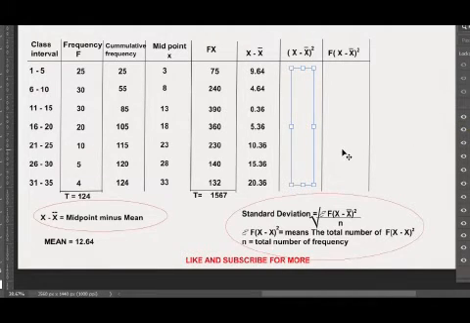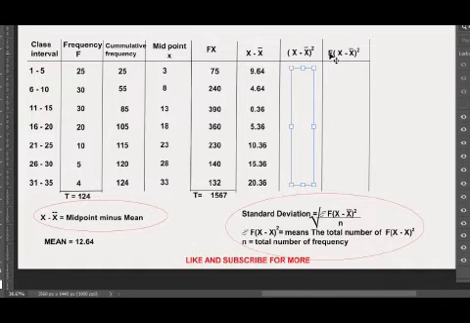So the next one we are moving to now is x minus x bar square. Before I explain that, the reason why we added these figures on the table is that to solve standard deviation, this is the formula for standard deviation: square root of summation f open bracket x minus x bar square over n. What do you mean by that summation? This summation means the total of f x minus x bar square.